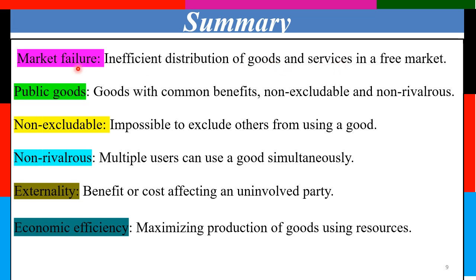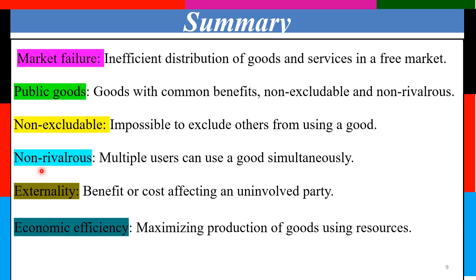And again, we discussed the public goods, and we defined public goods as goods with common benefits, common use. And again, we discussed the characteristics of the public goods, such as non-excludable and non-rivalrous. This is the characteristic or the property of the public goods. We said that non-excludable means impossible to exclude others from using the public goods. It is very difficult or expensive to exclude someone from the use of the public good.